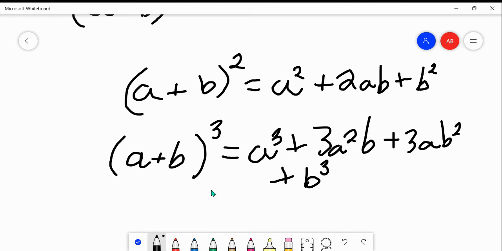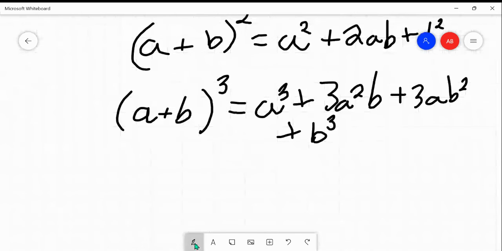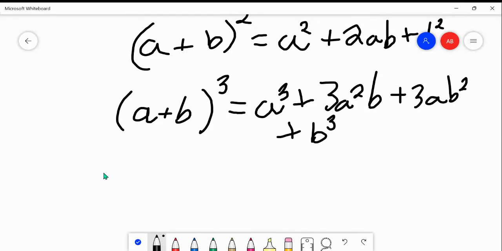Now what is a plus b to the power of 4? I don't think we've been taught this at all in school. Nobody teaches you what this is. So let's find it. Obviously we can split the power and do a plus b to the power of 3 times a plus b. And we know what a plus b to the power of 3 is. Here's this.